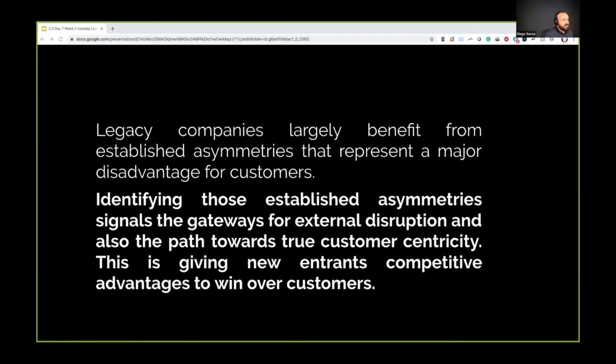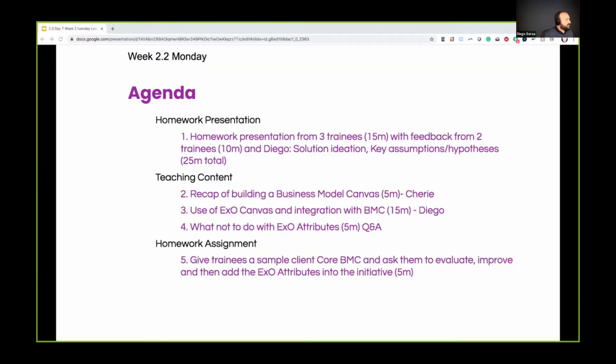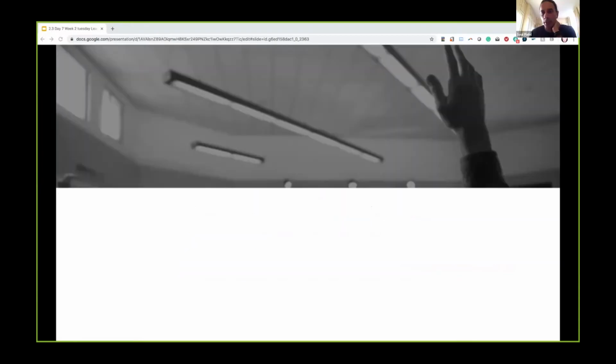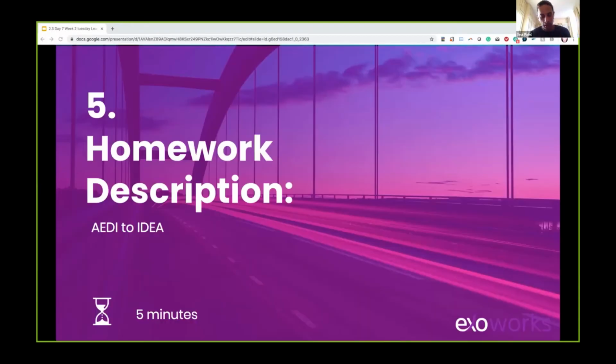Okay, so now... Could I add a quick point on the asymmetry? Oh, yes. Yes, so I would also, you know, I talked about system friction. So imagine the example of Uber.